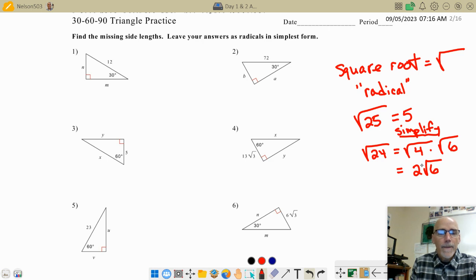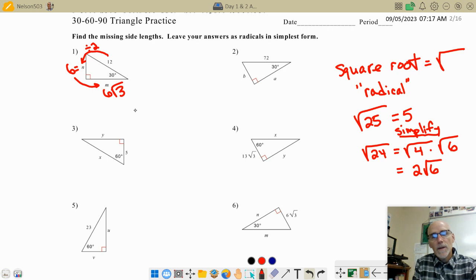Now, look, some 30, 60, 90 triangles are super easy. What's half of 12? Half of 12 is 6, right? So to go from the hypotenuse to the short leg, we divide by 2. That's the rule that we figured out. And to go from the short leg to the long leg, we multiply by the square root of 3. So we just put down 6 square root of 3, and we leave it just like that.